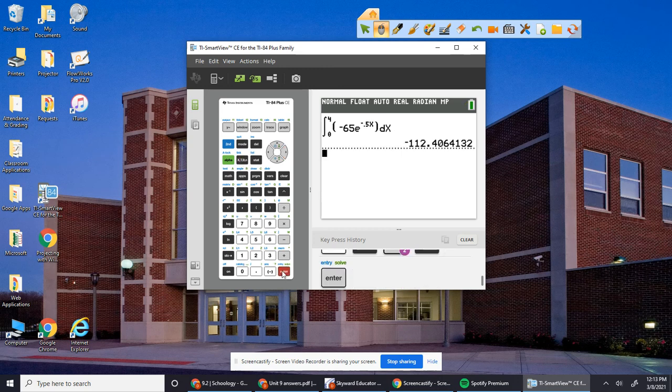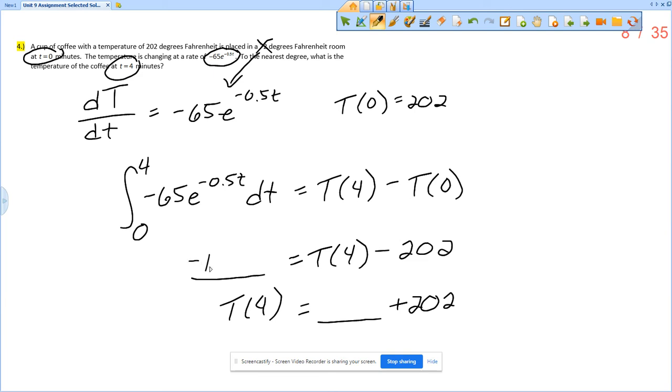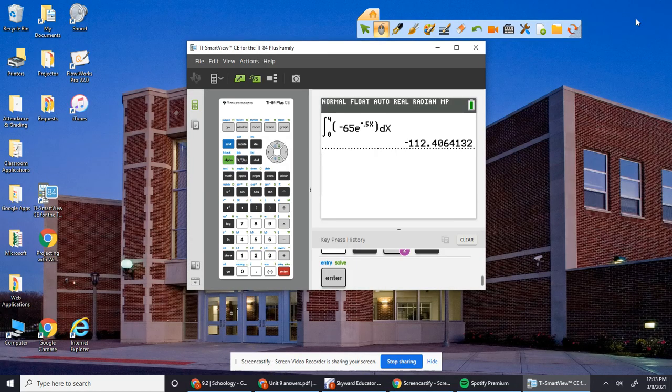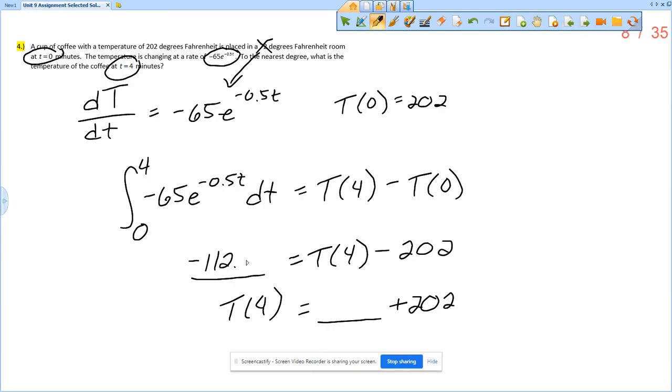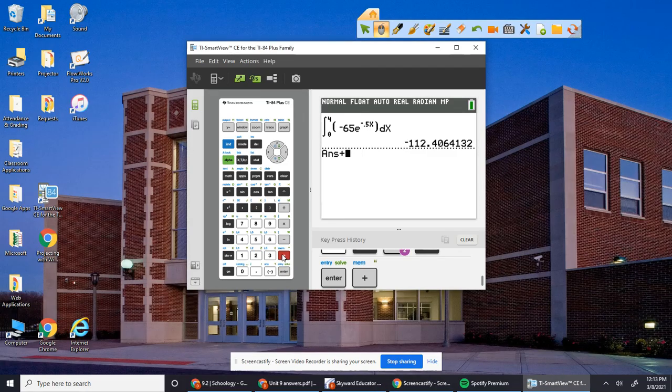All right, and so this calculated value is negative 112.406. Now, what does this mean? This means that the change in temperature is negative 112.406 degrees. So this is how much the temperature changes. So we're going to take the negative 112.406 and add it to 202. So then we're going to take this and add 202.